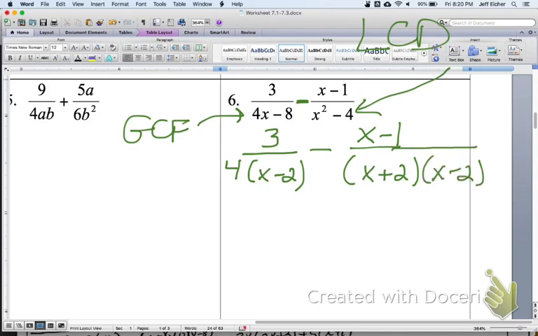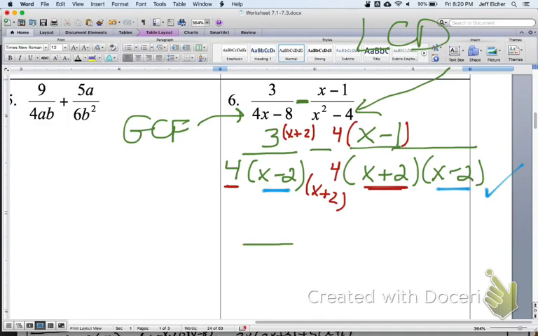Okay, so let's match the factors. This one on the left has a 4, so we need to multiply this one by a 4 in the top and the bottom. And then this one has an x plus 2, so this one needs an x plus 2 in the top and the bottom. And then they both have an x minus 2, so we're good to go on the x minus 2s. They're already identical, so we don't need another one of those.